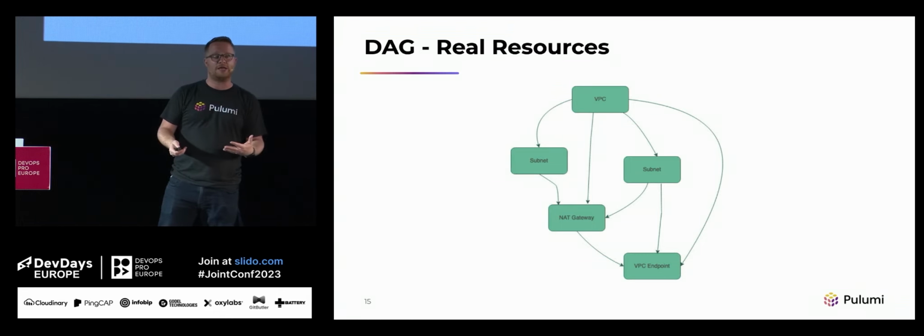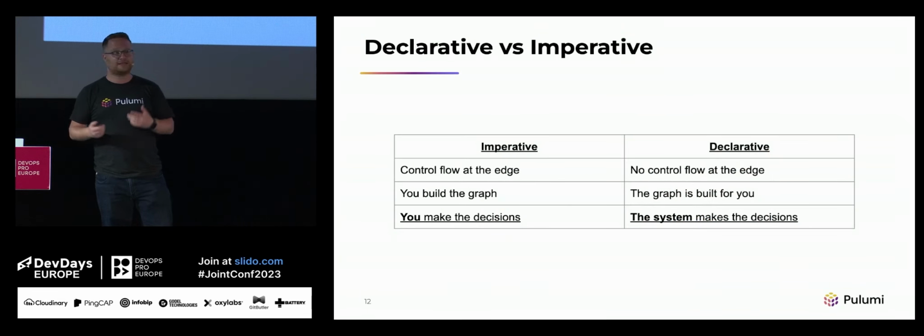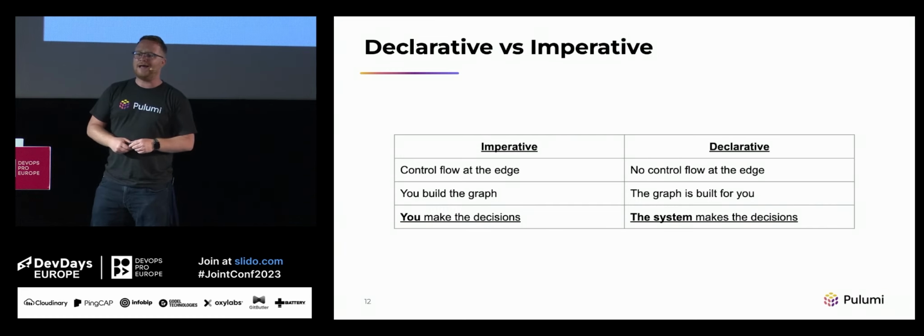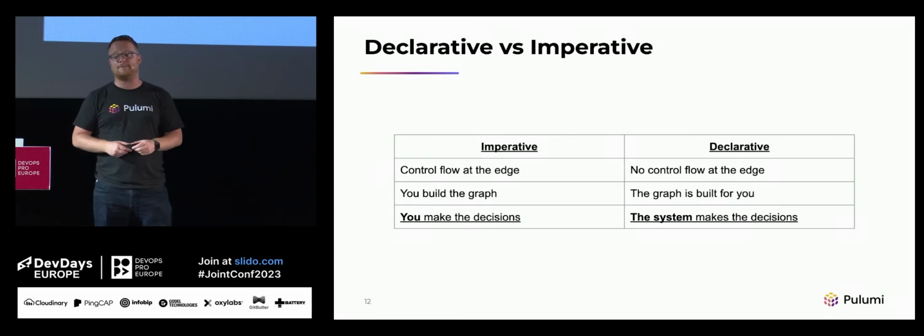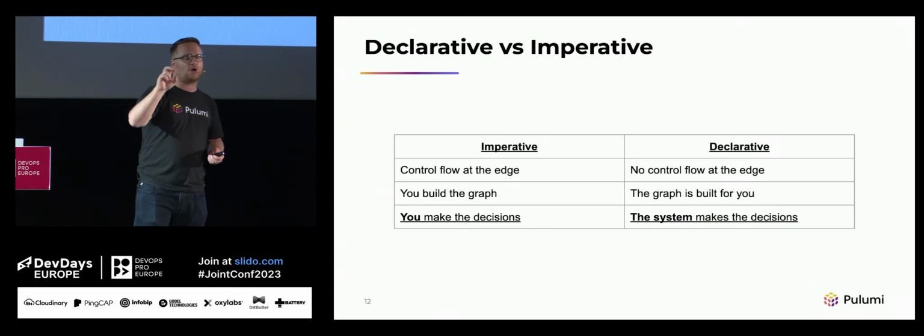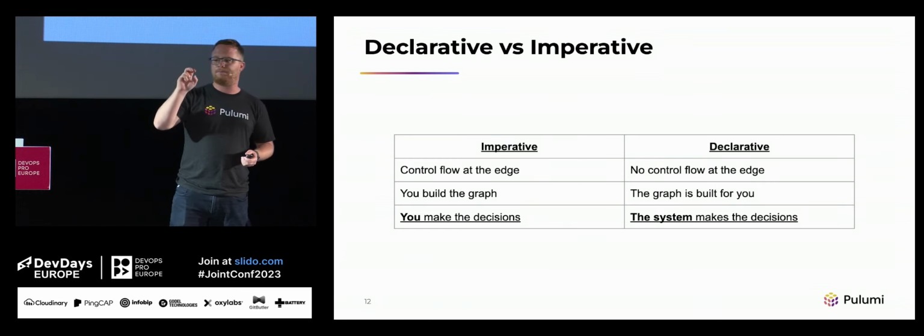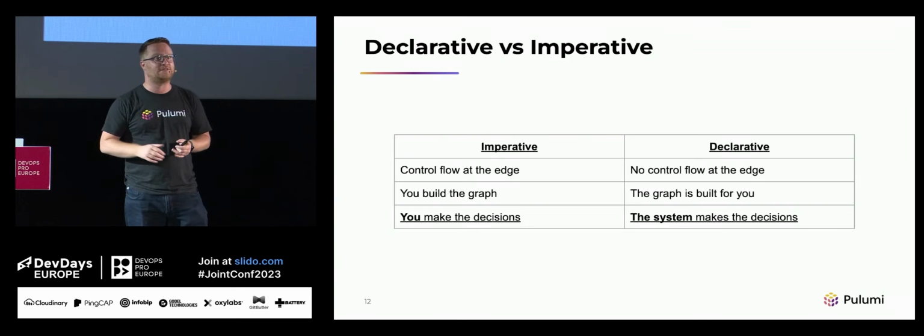That is the difference to me between imperative and declarative. So we're going to go back a couple of slides here, because I have these slides in the wrong order. And we're going to talk a little bit about the declarative and imperative differences. So an imperative tool means that you, as the person who is operating and maintaining this thing, are the person that decides what order things happen in.